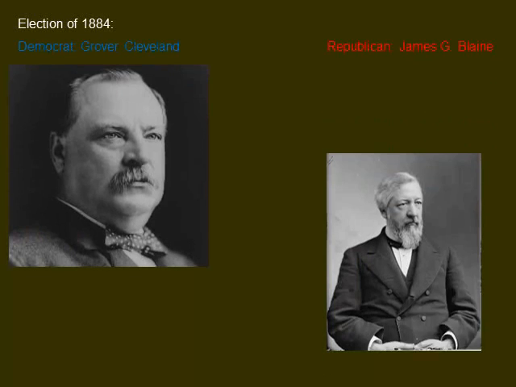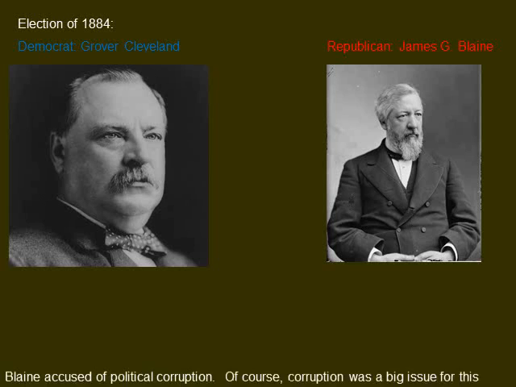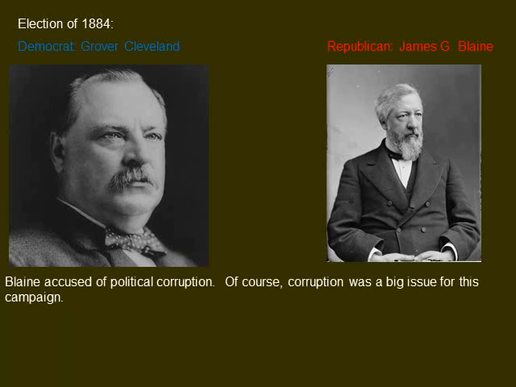So we see this in 1884, where we have an election between the Democrat Grover Cleveland and Republican James G. Blaine. And Blaine is going to be accused of corruption. Corruption is going to be a big issue in this campaign. They're going to say he's connected to railroads and scandals involving railroad companies.